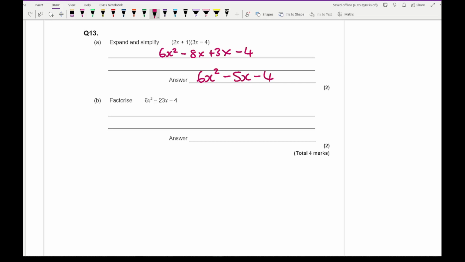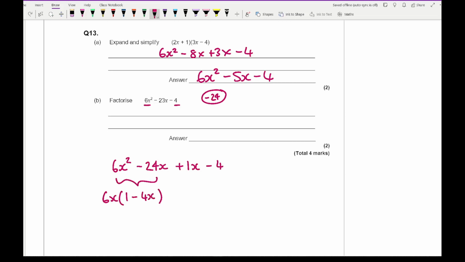And then with b, again, we factorize. So I think of two numbers that multiplied give me minus 24 as my magic number. So two numbers that multiply together give me minus 24, added together give me minus 23. So I've got 6x squared minus 24x plus 1x minus 4. So then factorizing this, I get 6x, and then I've got 1 minus 4x.